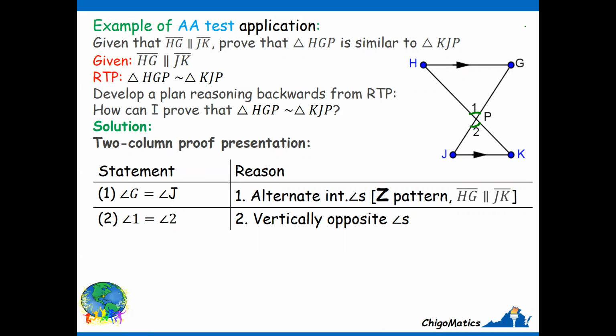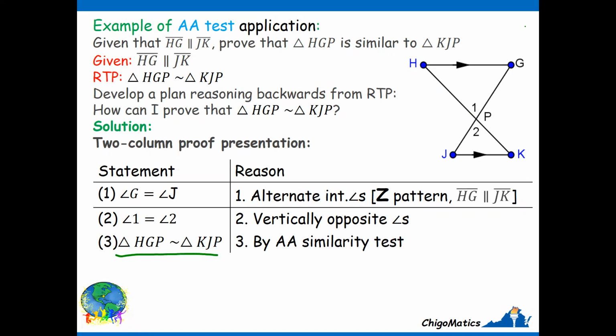But you could have also realized that you could have taken the angle in H, which corresponds to the angle in K, as your second angle. They are also the Z angles on the parallel lines, with the transversal line being HK, right? So now I have the two angles. All I need is to conclude that the two given triangles are similar by the AA similarity test, and I'm done.